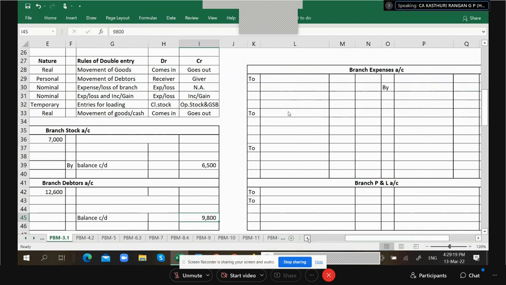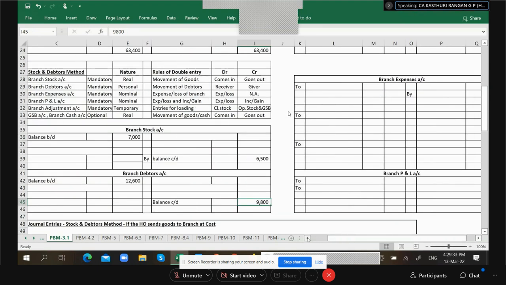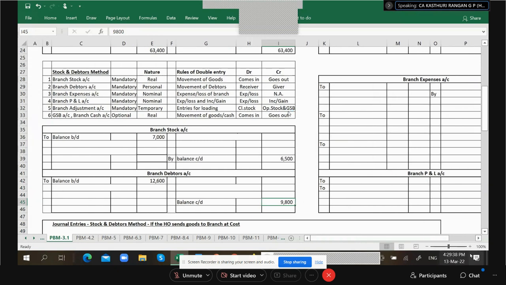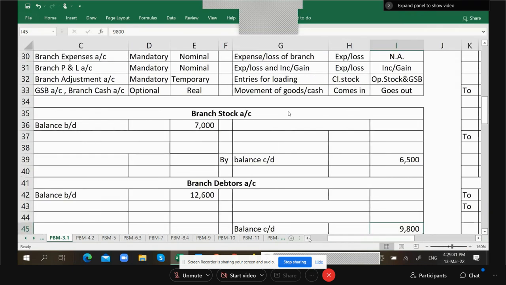Okay. Now, in the expense account, there will be only debit. P&L account, debit expenses, credit income. That's how we are going to do this problem. Okay. Now, first we will focus on stock account and debtors account.